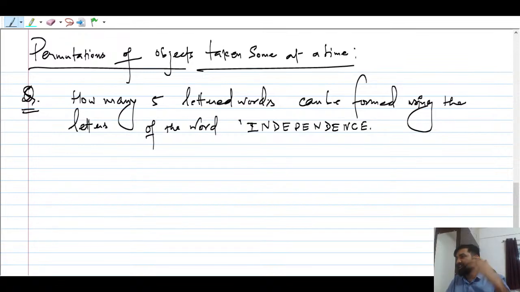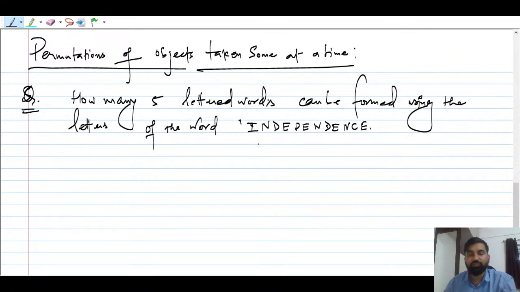So here we have the word independence. In this word, how many letters are there, and how many 5-lettered words can be formed? Means if you want to form a word, what are you going to do? You have to use the permutation concept, right? Okay. So how many words are there?